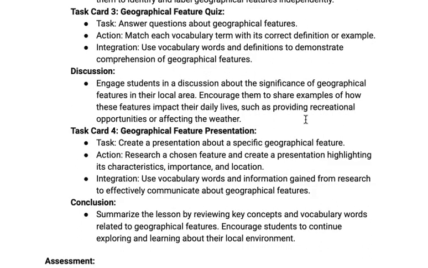Then they will have a discussion. Engage students in a discussion about the significance of geographical features in their local area, and encourage them to share examples of how these features impact their daily lives, such as providing recreation opportunities or affecting the weather.